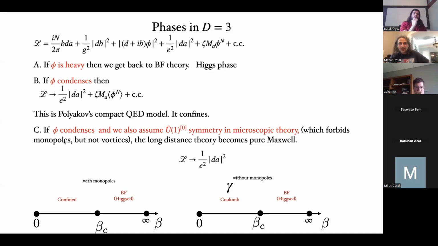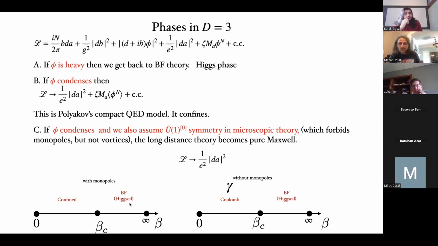So hence, in the system, we do not have monopoles, but we have vortices. So this term is gone, but the only thing we have at our disposal is this Maxwell term, pure Maxwell. So in this case, for example, if you are considering something like Zn lattice gauge theory, you would end up with a phase transition from BF phase to Coulomb phase. I will explain this in more detail, more intuitively.